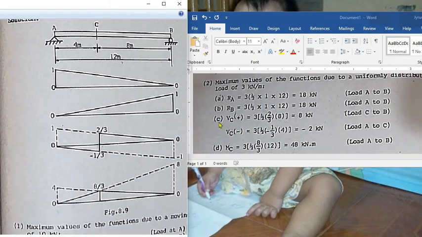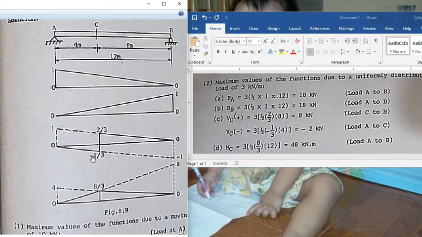And then for letter C, for shear at point C, that is the area, no? So, yung area na yan, that would be 1/2 times 2/3 yung height, tapos yung length na 8. Yung area ng upper triangle, okay? Ito, 1/2 times 2/3 times 8, i-multiply mo nung 3 kilonewton per meter. So that is your positive shear at C.